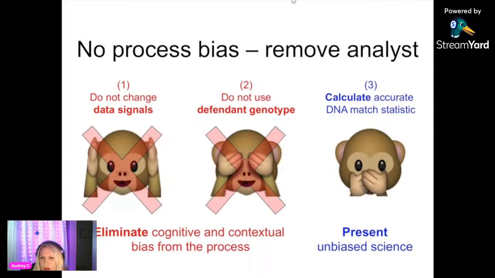Secondly, the human analyst can't use a defendant genotype that they may have seen because if they're not in the process, steps 1 and 2 are gone. We've eliminated cognitive and contextual bias from the process. Now we're only left with 3, shown in blue on the right, calculating an accurate DNA mixture statistic, and not saying anything that is biased, and just presenting unbiased science in reports and in testimony.